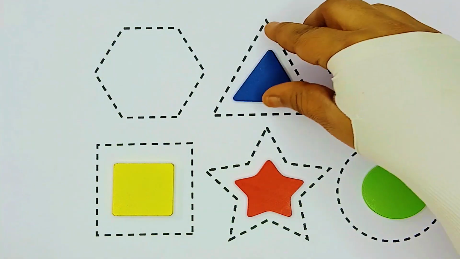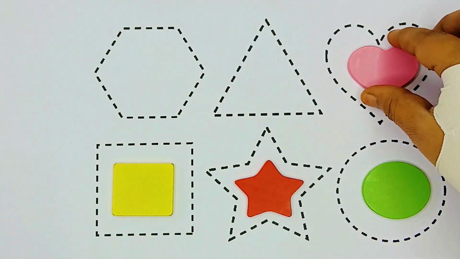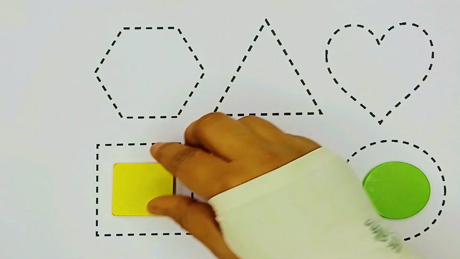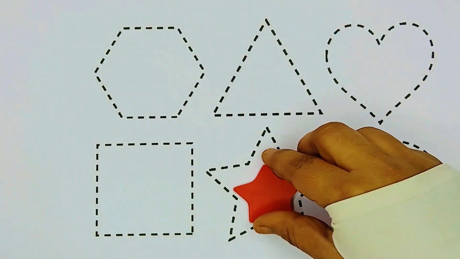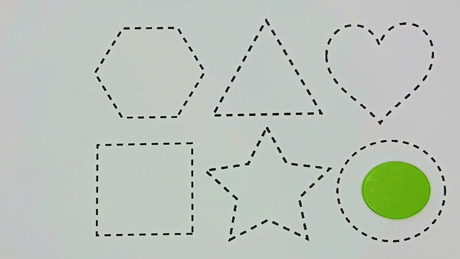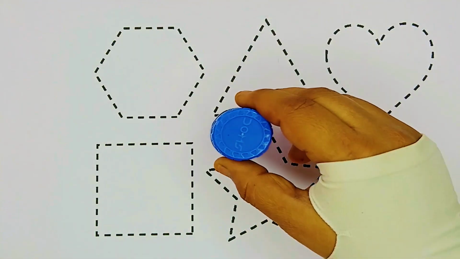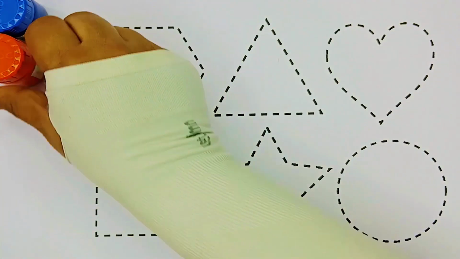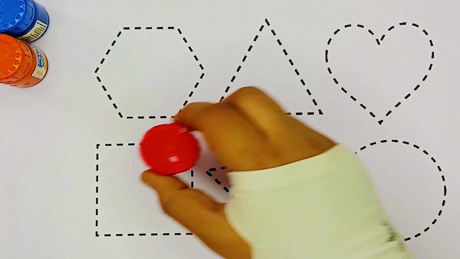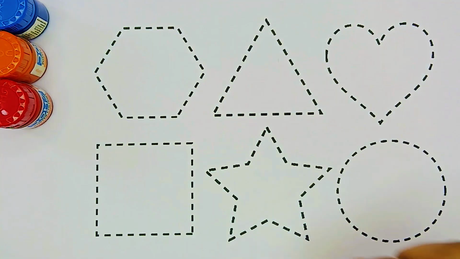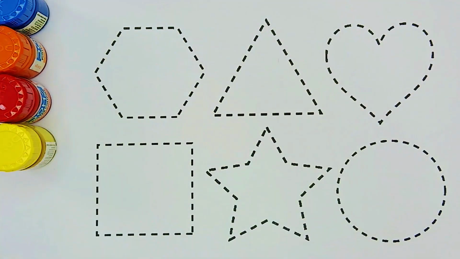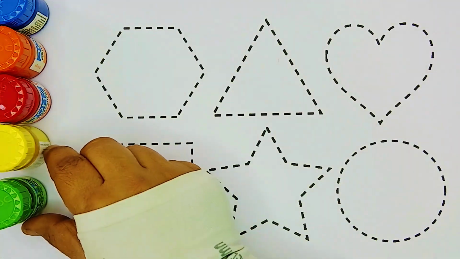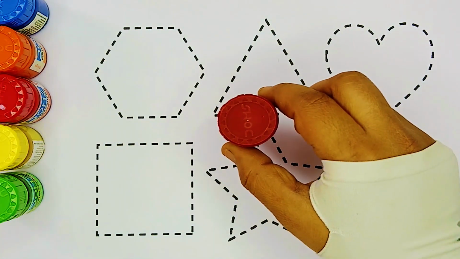Hexagon. Triangle. Heart. Square. Star. Circle. Blue color. Orange color. Red color. Yellow color. Green color. Brown color.